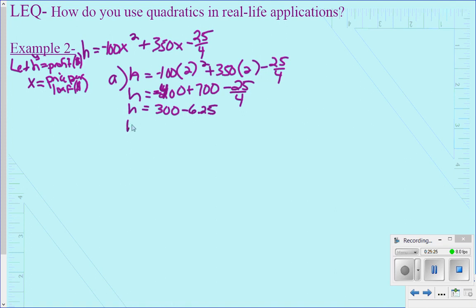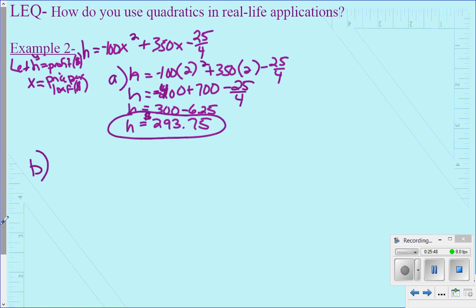So that gives us 293.75. And remember what that's representing. That's the profit. So those would be dollars. $293.75 is the answer for part A. Okay, next, part B.